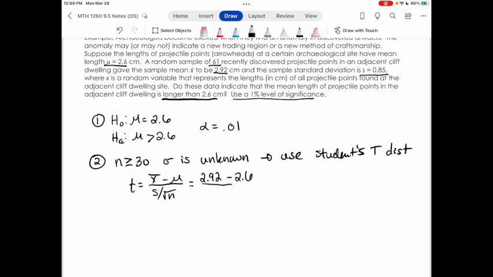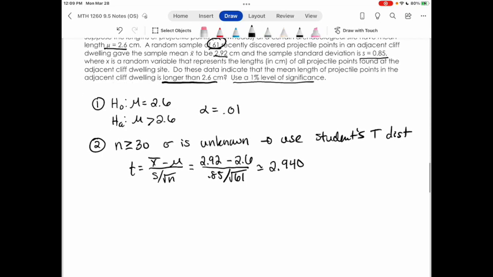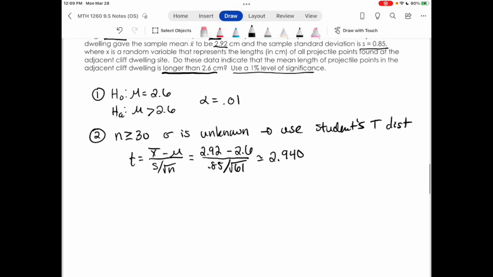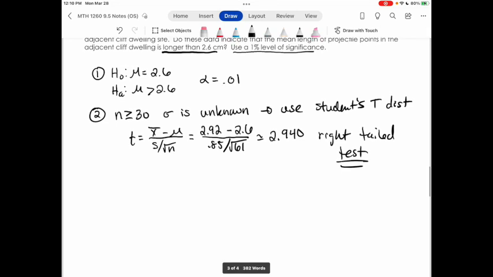All right, now when we put all that information in here, looking back, it says the mean of the sample is 2.92. Our mu is 2.6. The sample standard deviation was 0.85, and we have a sample size, it says up here, of 61, so we're going to take the square root of 61. Now, when we put all of that in on the calculator, you should get 2.940 approximately.